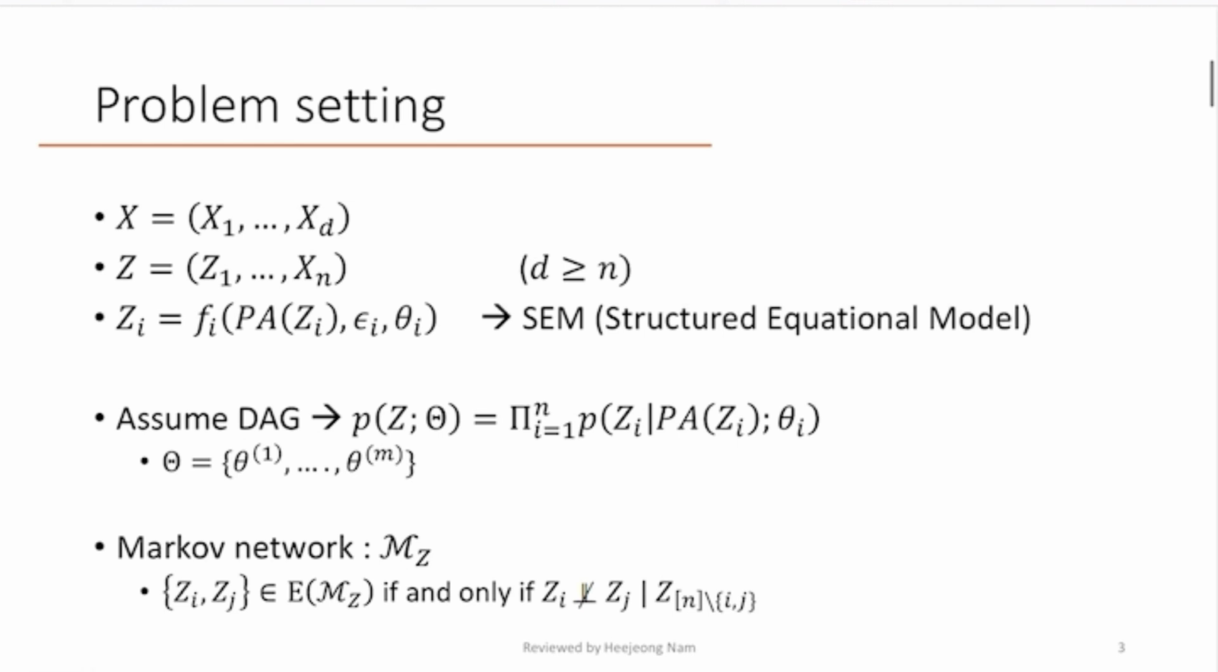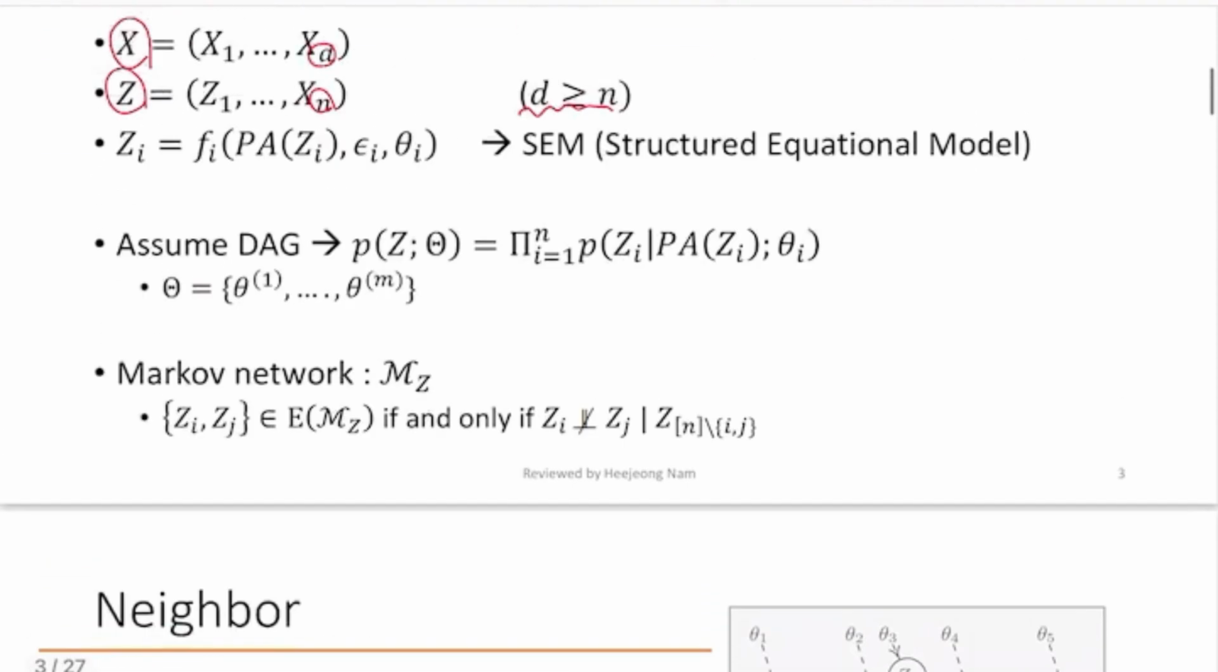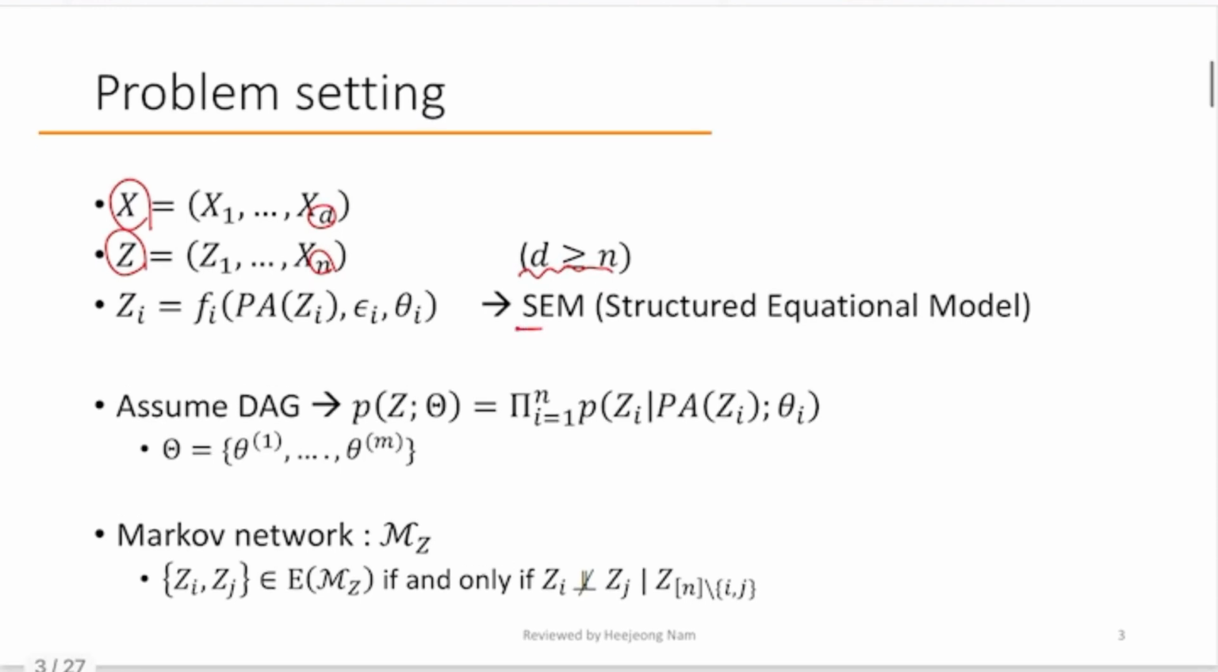Let's say our observable data is X, which is D-dimensional, and we assume that our true underlying latent variables are denoted as Z, which is N-dimensional, and we assume that D is larger than N. One more important thing we assume is that our latent variable is modeled by an SEM, a structural equation model. So each true latent variable is a function of its parent nodes, noise, and distribution. We write it as Zi equals Fi of the parents of Zi, epsilon, which is noise, and theta, the distribution. And we assume the graph of these latent variables is a directed acyclic graph.